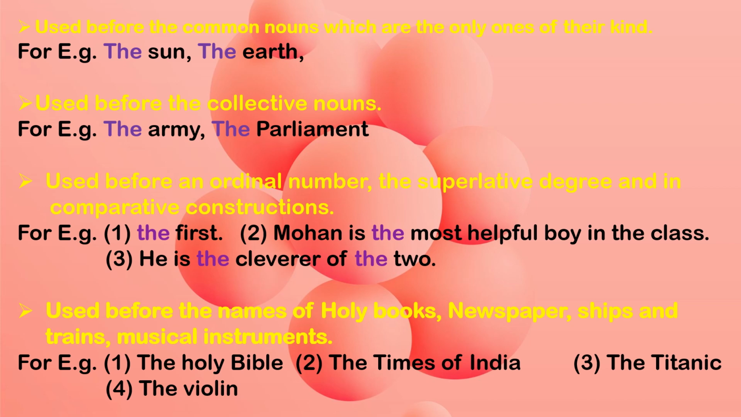Now, "the" is also used before the names of holy books, newspapers, ships and trains, and musical instruments. So it is also used before all these names. For example, the Holy Bible, the Holy Quran, the Holy Bhagavad Gita. Before all these holy books we use the word "the", like the Bible, the Quran and the Bhagavad Gita. Second, before newspapers: the Times of India. Third, the name of a ship: the Titanic. And the instruments which we use for music: the violin.